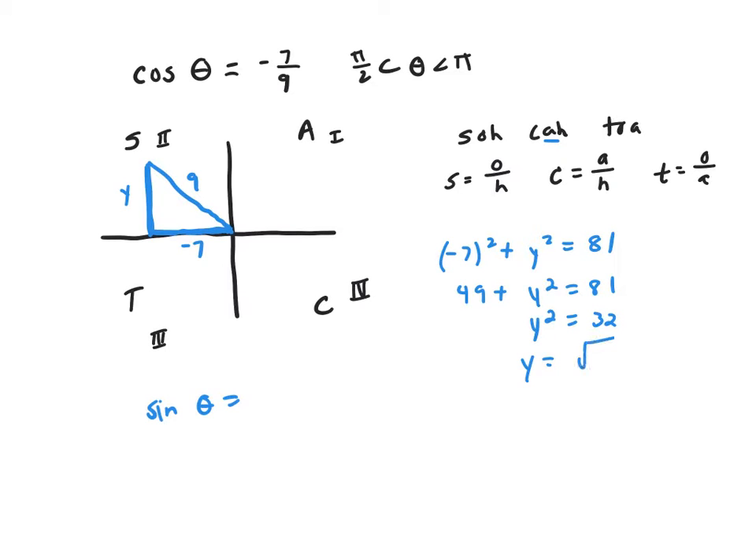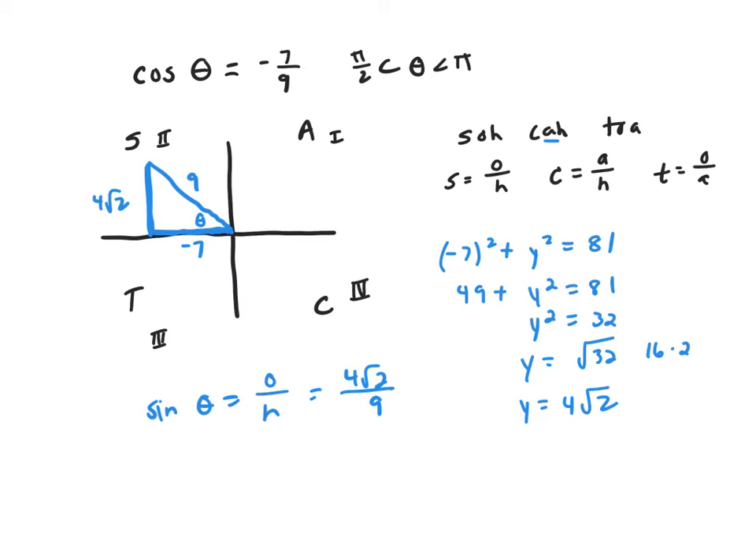That's y equals the square root of 32, which is 16 times 2. Square root of 16 is 4 times the square root of 2. So this distance is 4 square root of 2. So sine of theta, sine is opposite over hypotenuse. And here's theta. Opposite is 4 square root 2 over hypotenuse, which is 9.